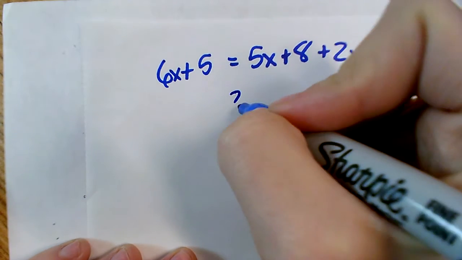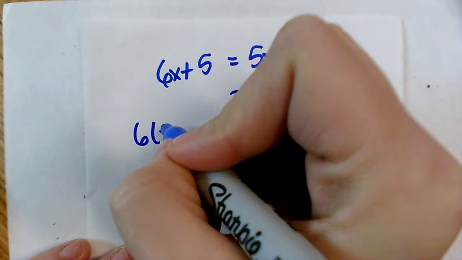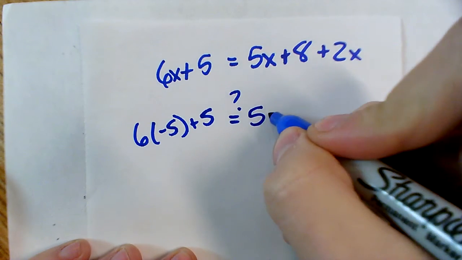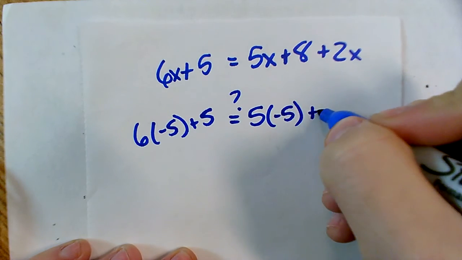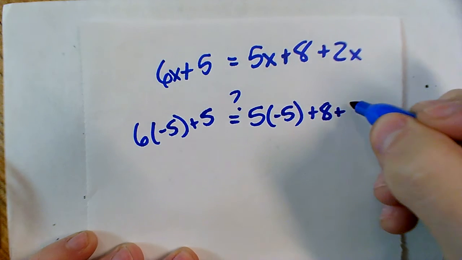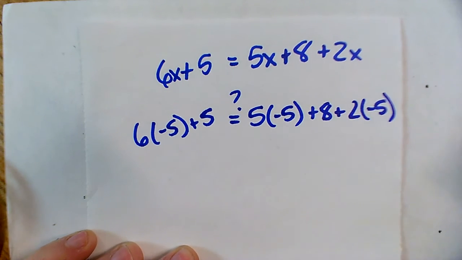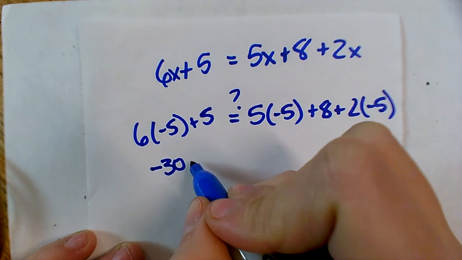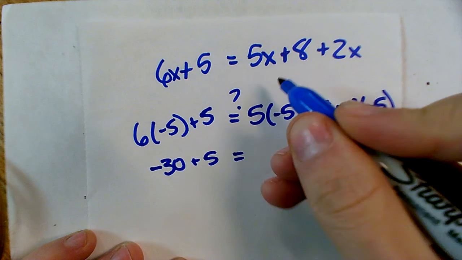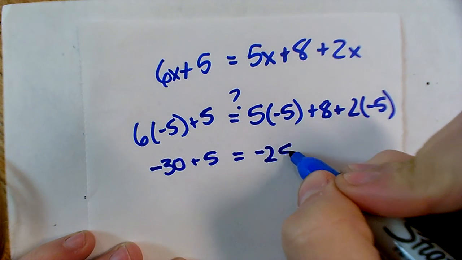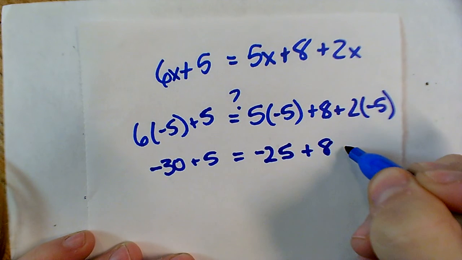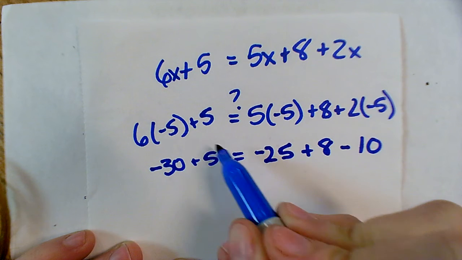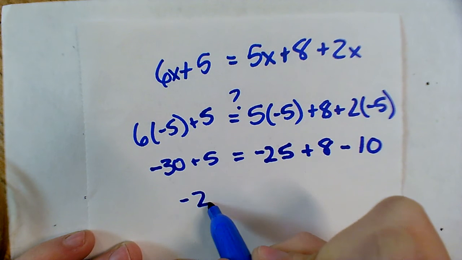So we're trying to figure out, does 6 times negative 5 plus 5 equal 5 times negative 5 plus 8 plus 2 times negative 5? This piece is negative 30 plus the 5. And this piece is negative 25 plus 8 minus 10. Over here we have negative 25.